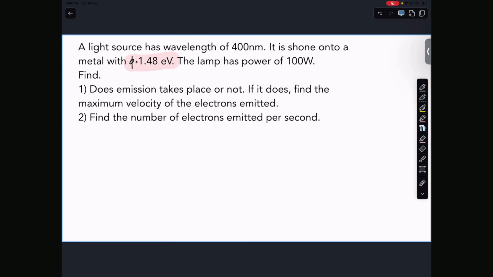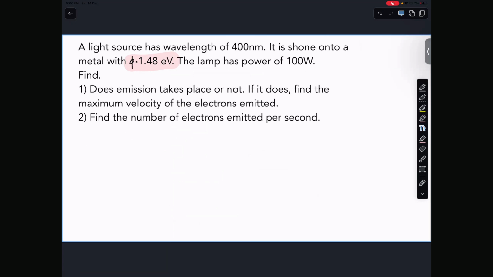A light source has a wavelength of 400 nanometer. It is shone onto a metal with work function of 1.48 eV. The lamp has a power of 100 watt. Find, does emission take place or not? And if it does, find the maximum velocity of the electrons emitted. This is every question of quantum physics in your syllabus. If you ever solve any paper, you'll find that this is what they ask.